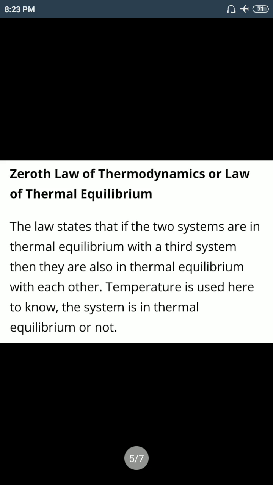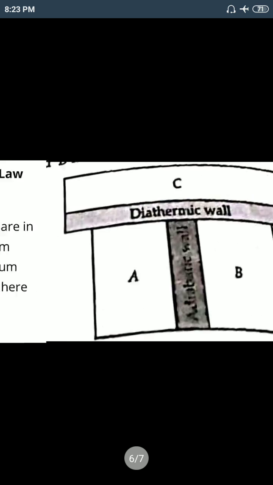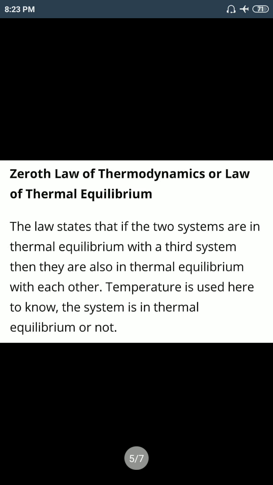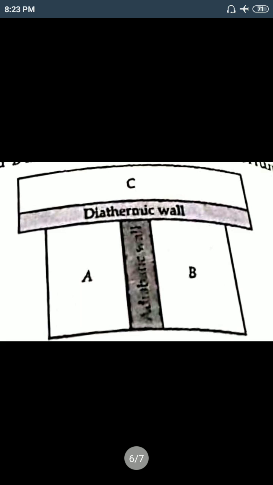Clear? Okay. Now the first topic of this chapter is the zeroth law of thermodynamics. This law refers to two systems in thermal equilibrium. Suppose you have two systems A and B, each in thermal equilibrium with a third system. Then they are also in thermal equilibrium with each other. Temperature is used here to know whether the system is in thermal equilibrium or not. I will explain it.